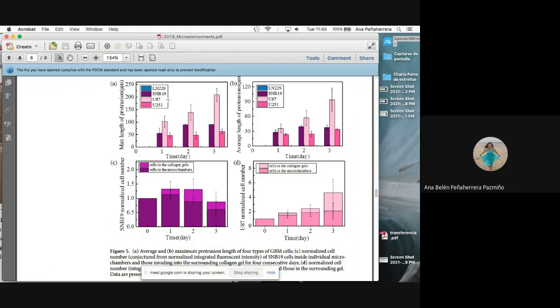And here we see, for example, this cell line, the blue one, the LN219, it didn't show protrusions during this time. That's why here we see only the measurements of the 3 others. The average length of these protrusions, and these parameters help them to classify them into the cluster invasion cells, U83, the N220, it's expansive, it proliferates, it has a proliferation rate that is large, and also this SNB19, which invades, but in an individual way.